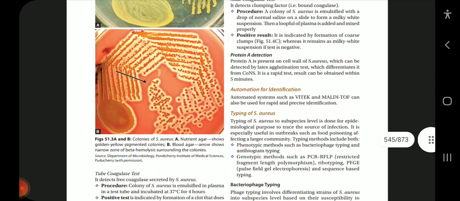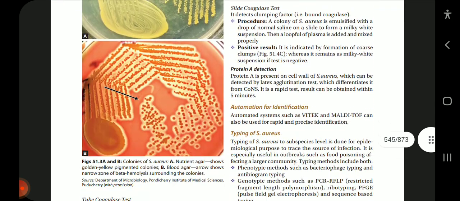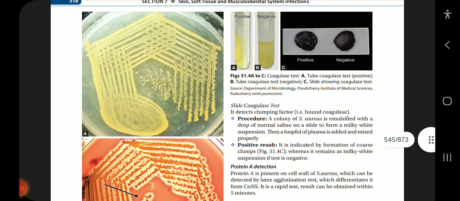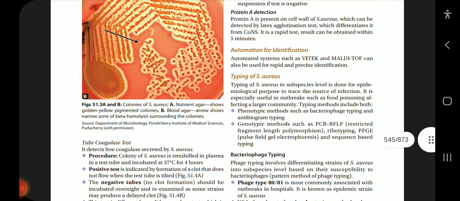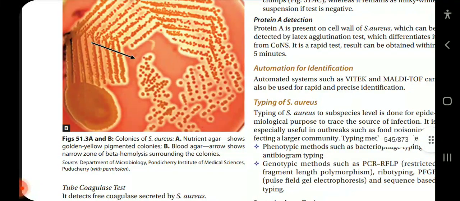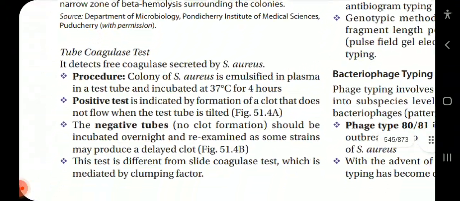In this figure 51.3A, we see the colonies of Staph aureus on nutrient agar, the golden yellow pigmented colonies, and in B we see the blood agar. The arrow shows a narrow zone of beta hemolysis surrounding the colonies. Okay. Now, the tube coagulase test.